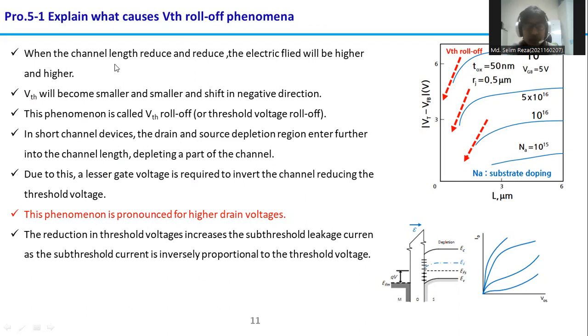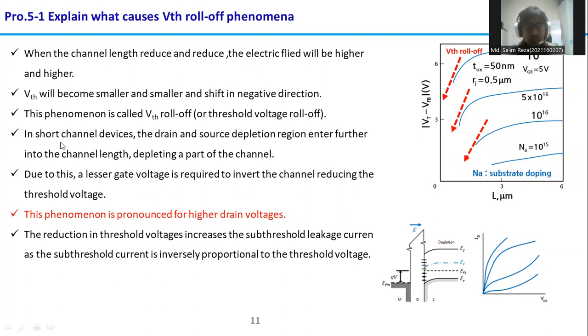Basically, if we reduce the channel length, the electric field will be higher and higher, so the VTS will become smaller and smaller. With the length decreasing, the electric field increases and the VTS decreases like this, shifting in the negative direction. This phenomenon is called threshold voltage roll-off.